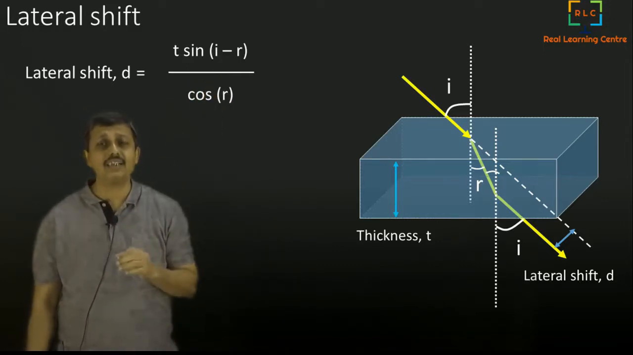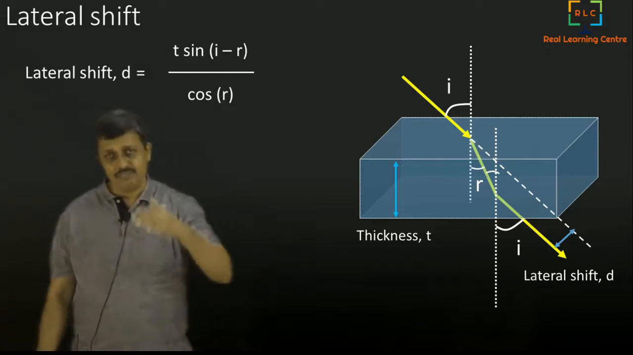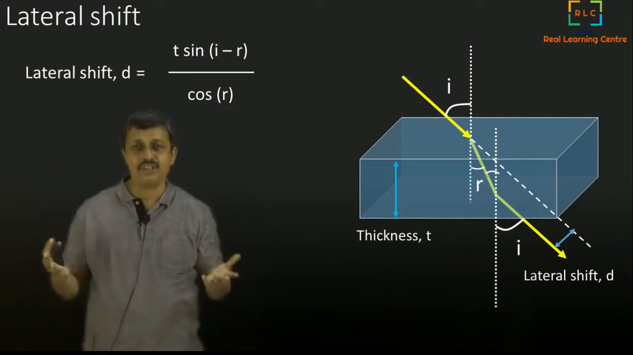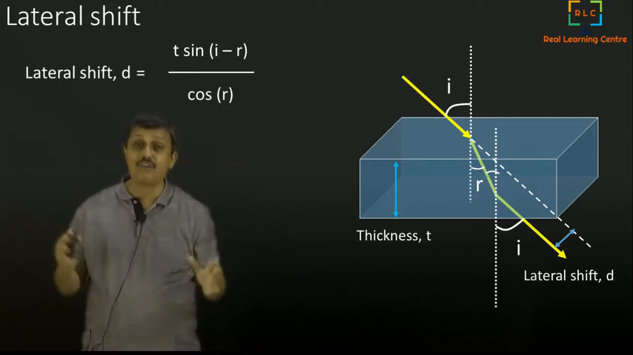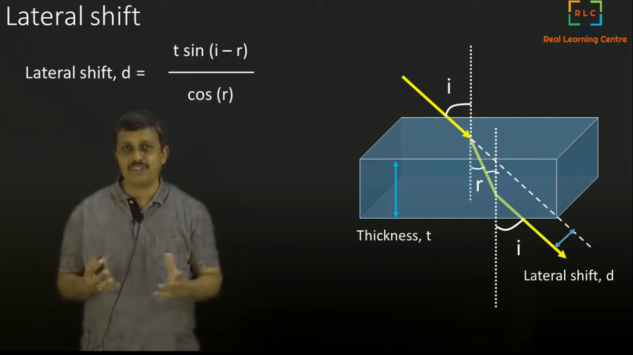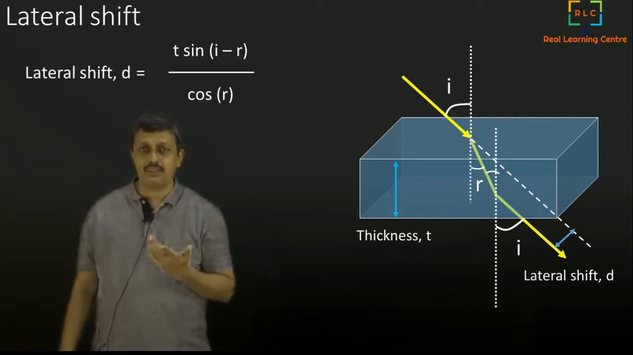This is one of the other important properties of light, and this is actually a derived property. It is based simply on refraction, but we call it lateral shift, and sometimes you may have to compute. In many competitive examinations, you may have to compute the lateral shift. So then you can use this simple formula.